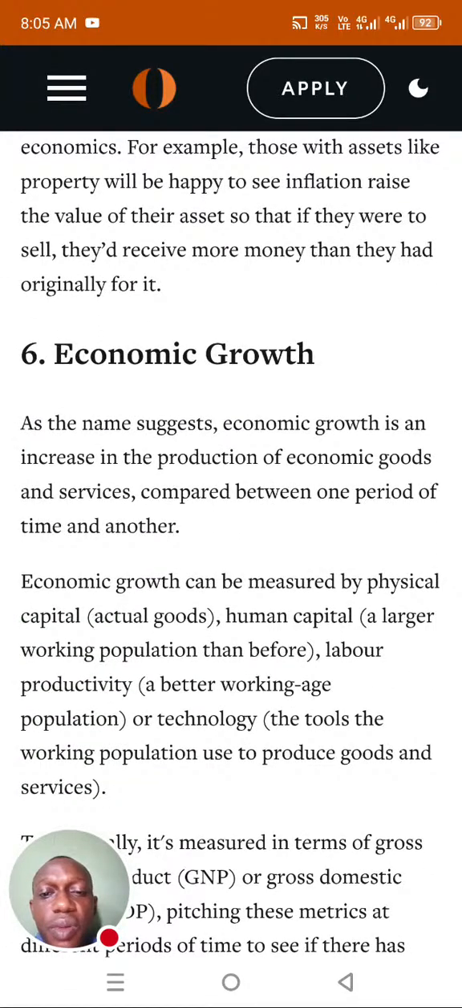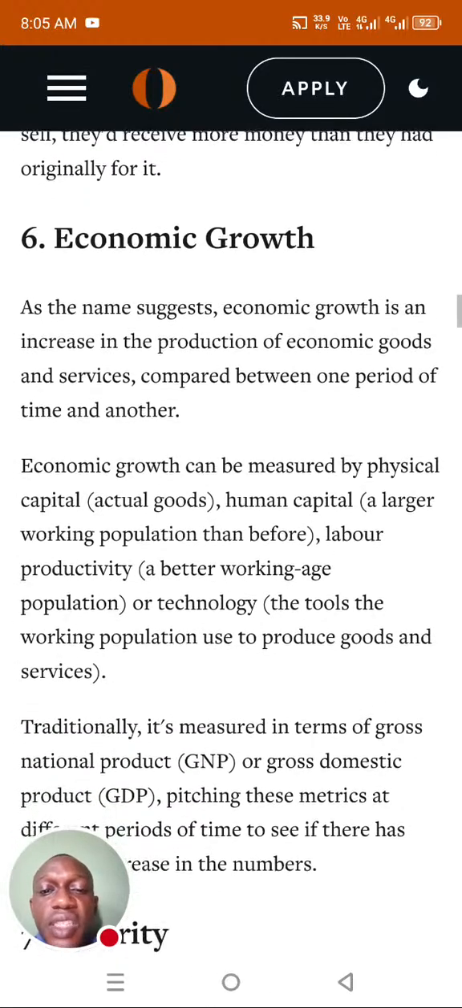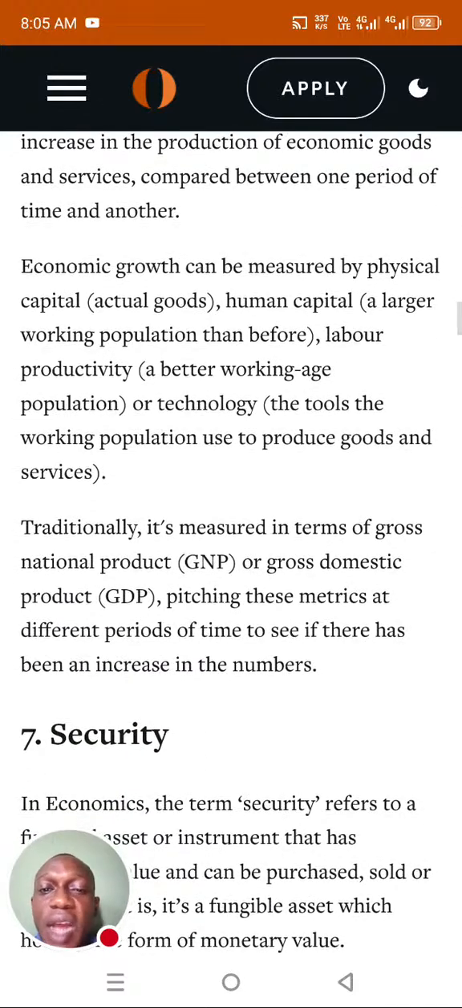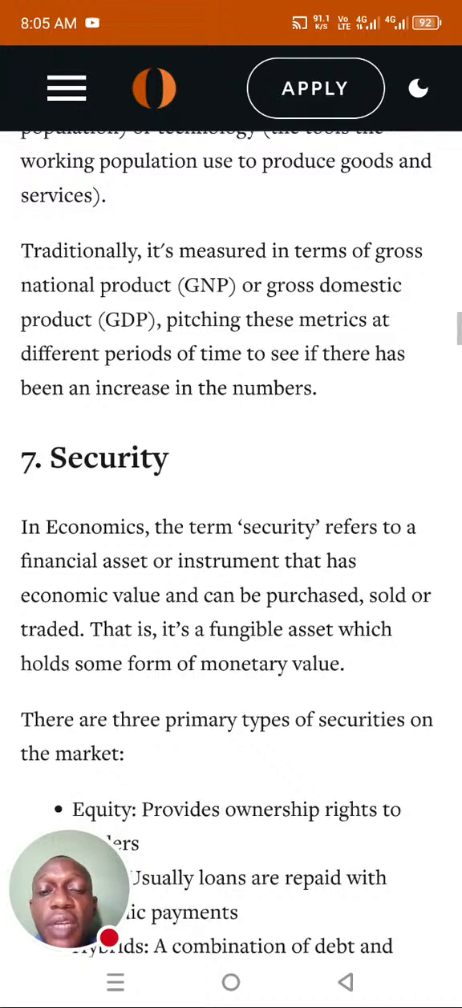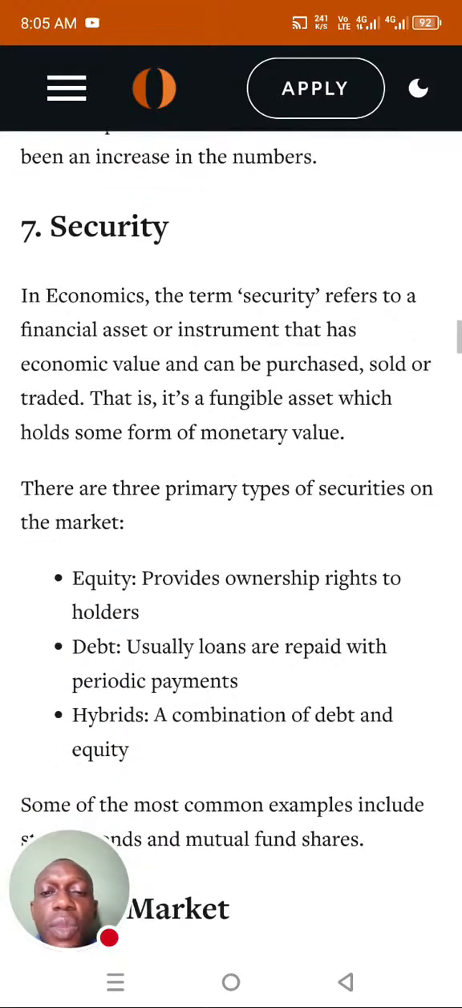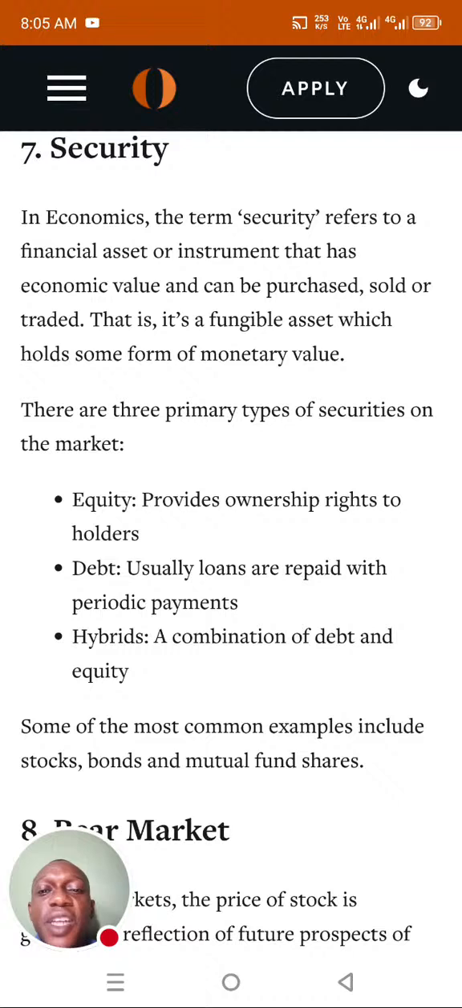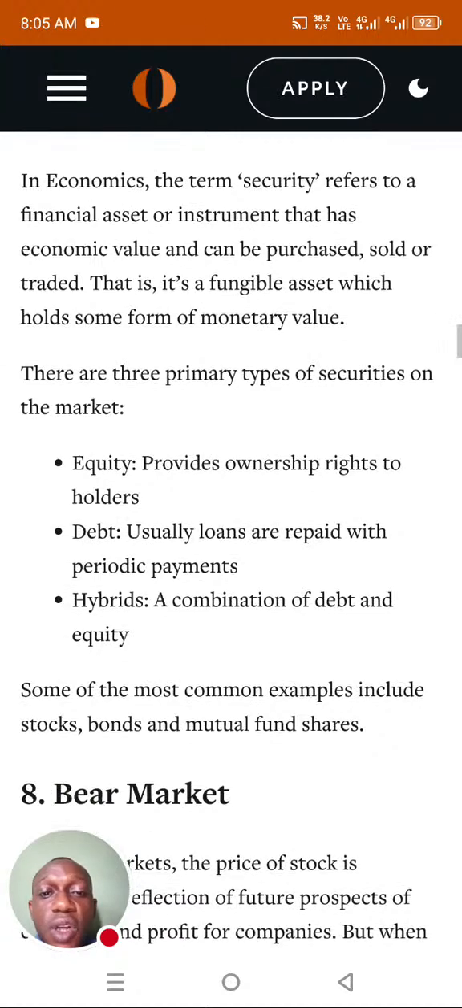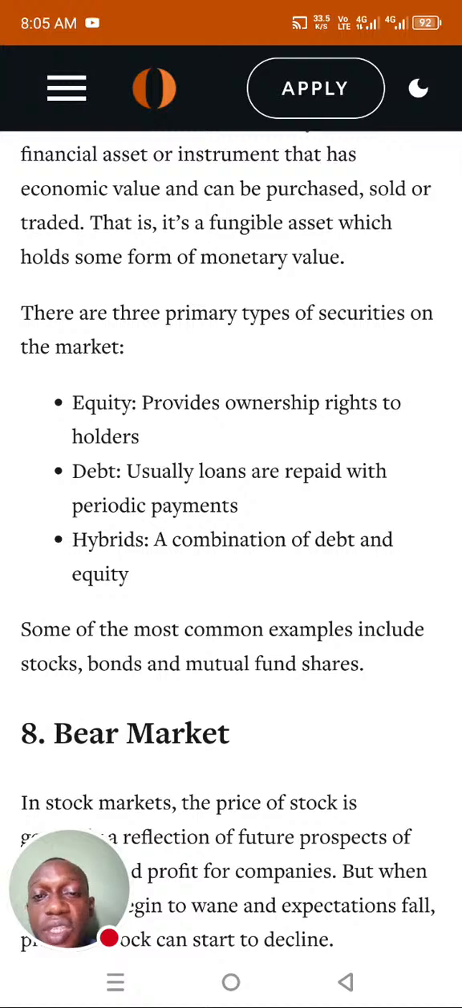Economic growth. Okay, as the name suggests, economic growth is an increase in the production of economic goods and services compared between one period of time and another. So that's economic growth. Okay, number seven, security. Now, in economics, the term security refers to a financial asset or instrument that has economic value and can be purchased, sold, or traded. That is, it is a tangible asset. They call it fungible. Tangible asset which holds some form of monetary value. Now, there are three primary types of securities on the market. Equity, it provides ownership rights to others. Okay, we have debt and we have hybrid.